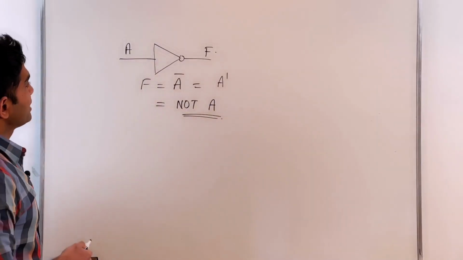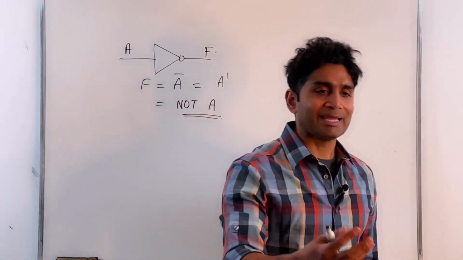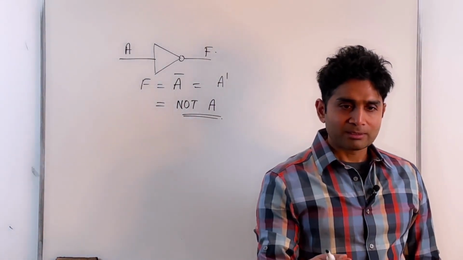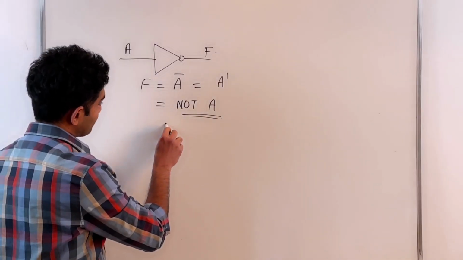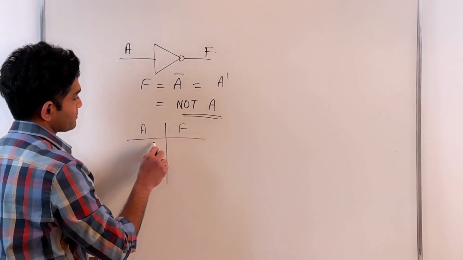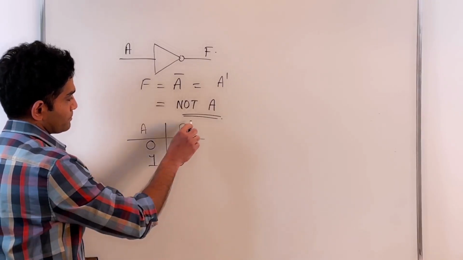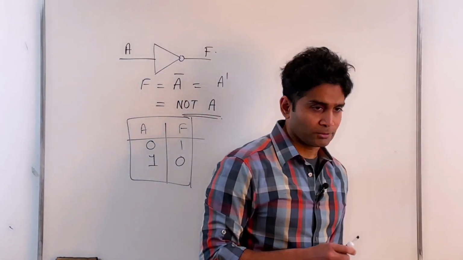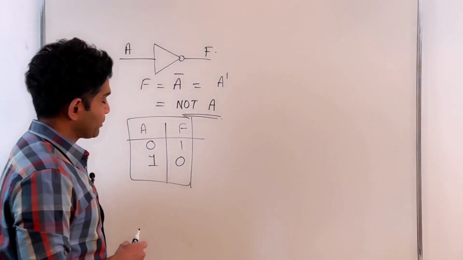So simply, if F is not A, and A is 0, the only other possibility is 1, right? Likewise, if A is 1, F will be 0, and so on. So that's the idea. The truth table for this particular gate, the NOT gate, would read: if A is 0, F is 1; if A is 1, F is 0.